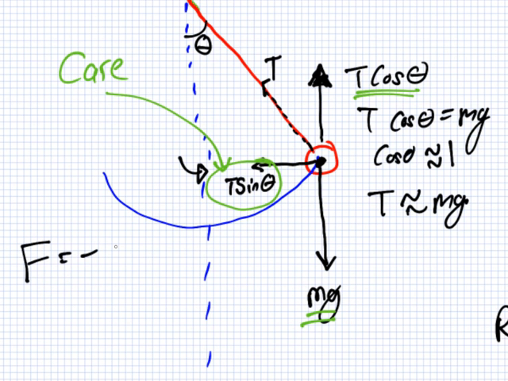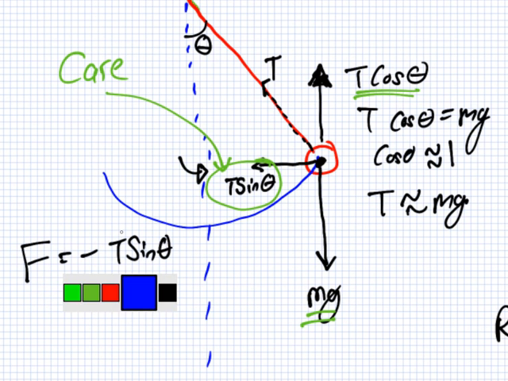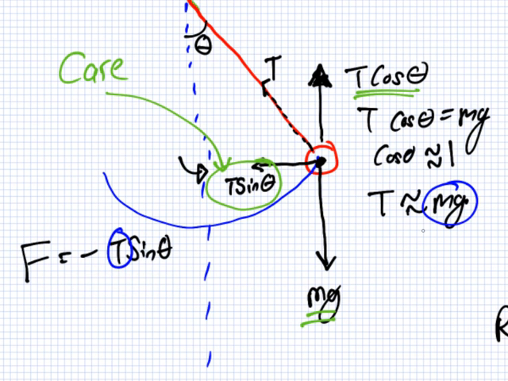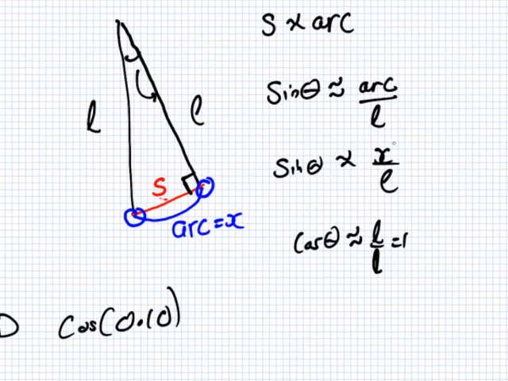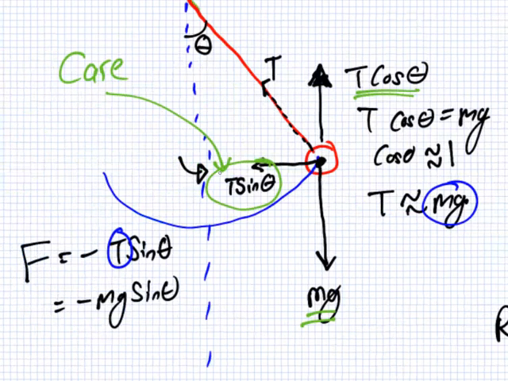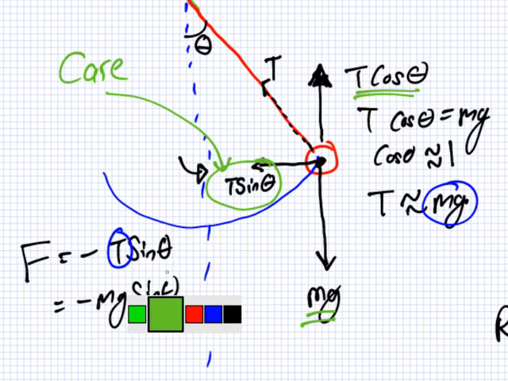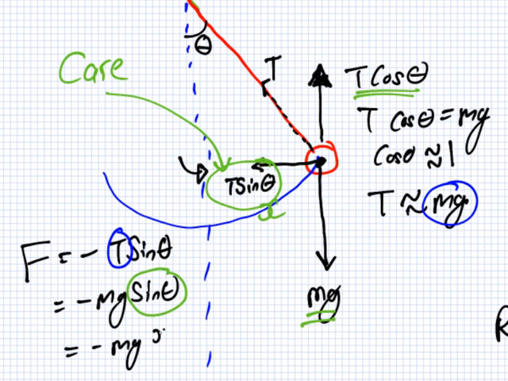is equal to minus T sine theta. But T is roughly mg. So this is equal to minus mg sine theta. But if you remember here, sine theta is roughly x over L. So if this is the x, it's roughly x over L, minus mg x over L. This is the force to the left.